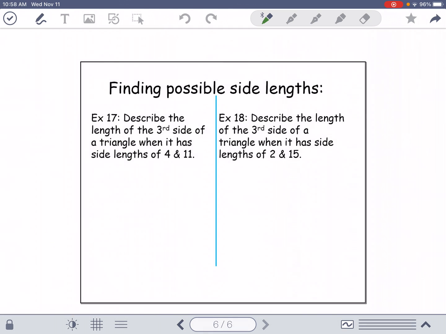So, 2 more examples. I want to describe the length of the third side of a triangle when it has side lengths of 4 plus 11. So if I say 4 plus 11, I get 15. If I say 11 minus 4, see 11, 10, 9, 8, 7. So x is between 7 and 15.